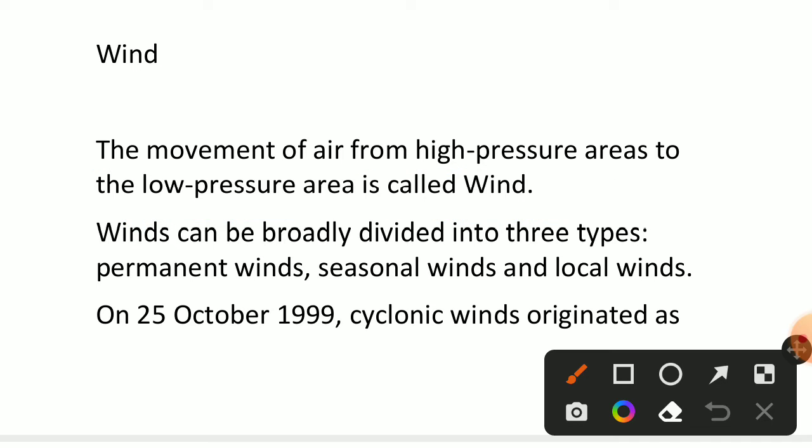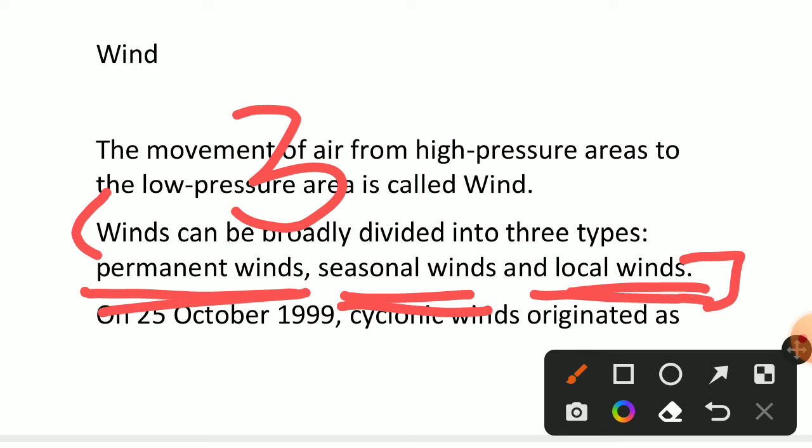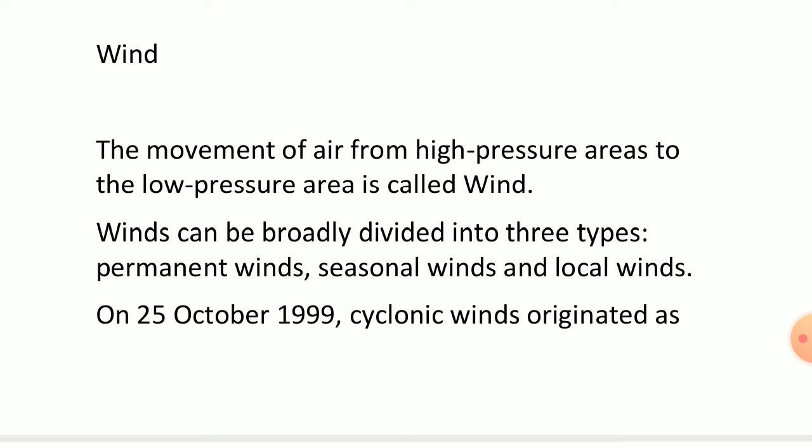Next point you see, winds can be broadly divided into three types: permanent wind, seasonal wind and local wind. These all we will see briefly in future videos. I am just telling here. Winds are divided into three types: permanent wind, seasonal wind and local wind.